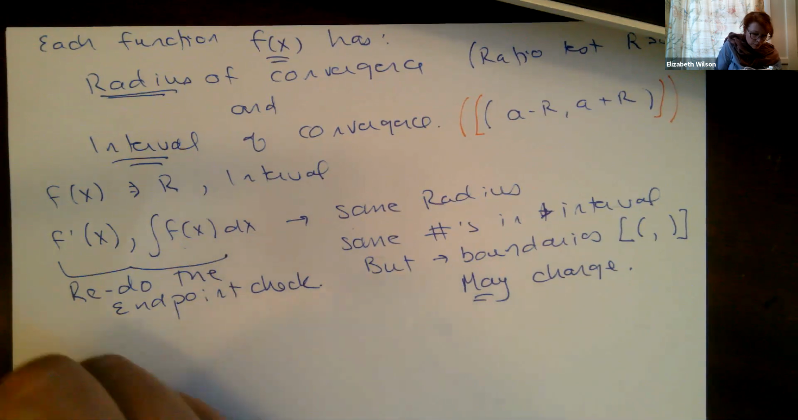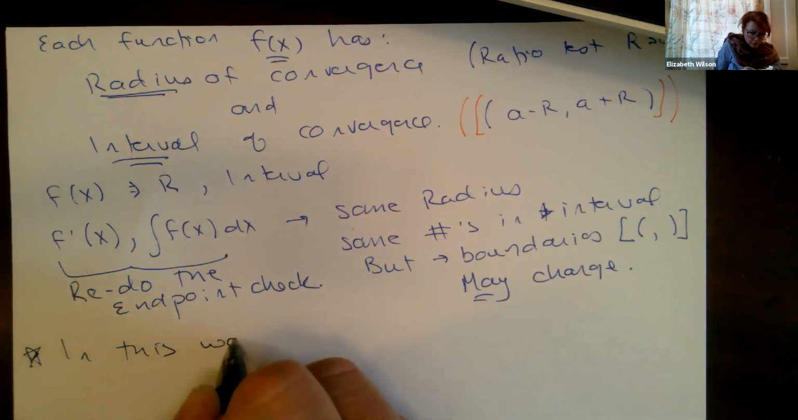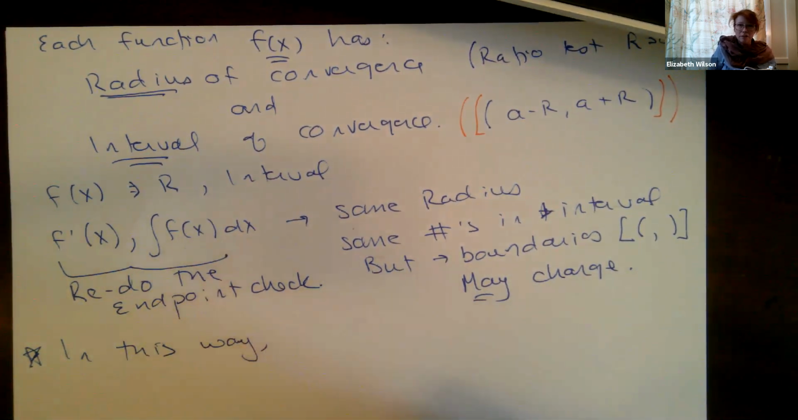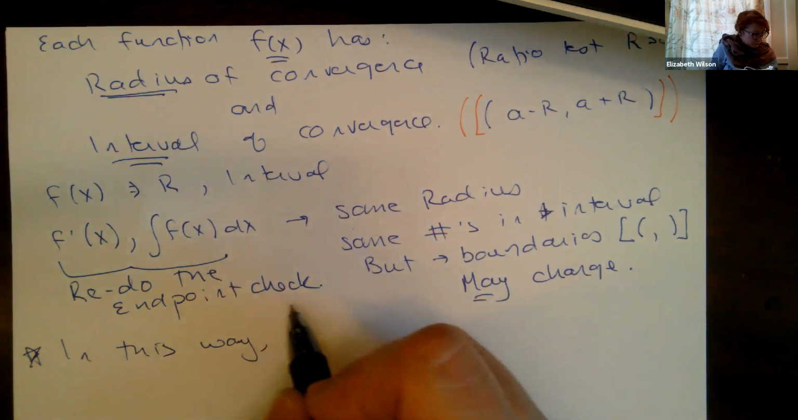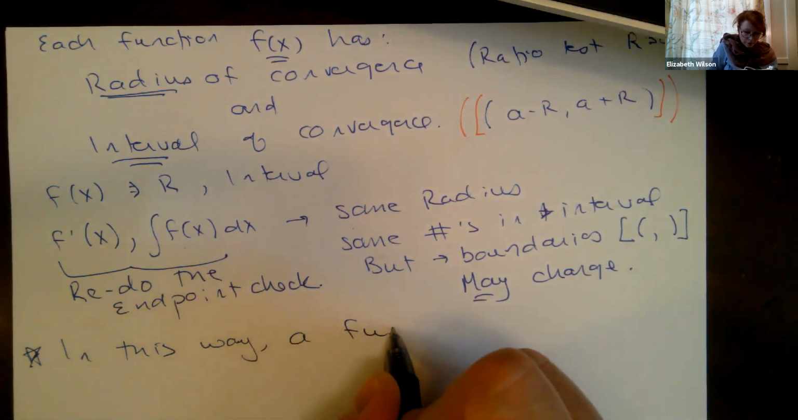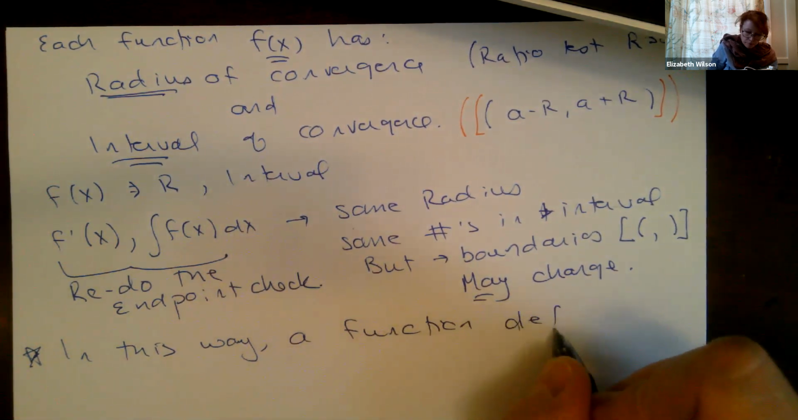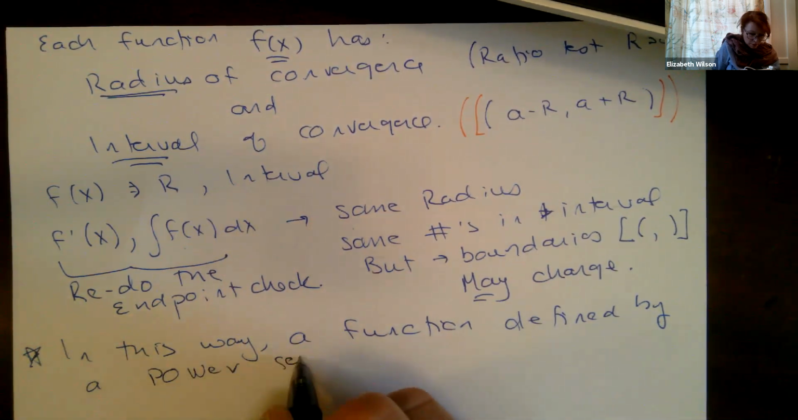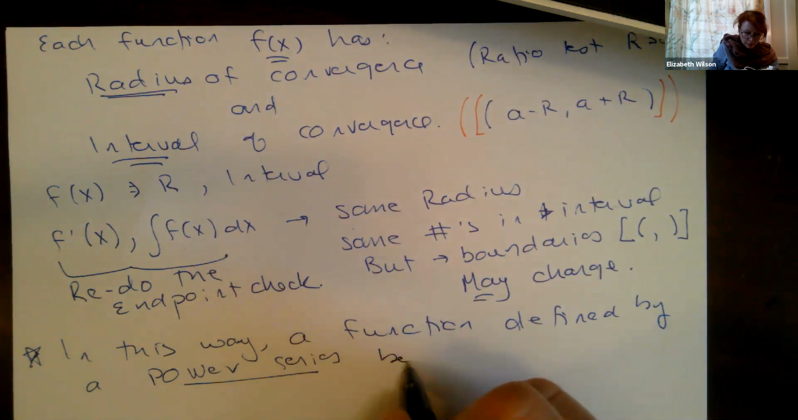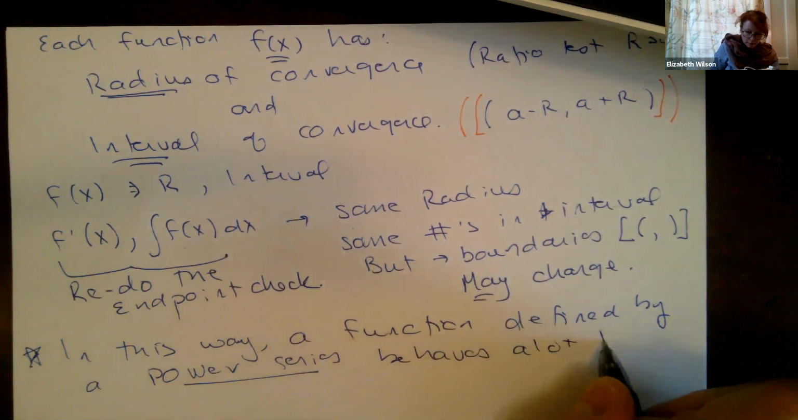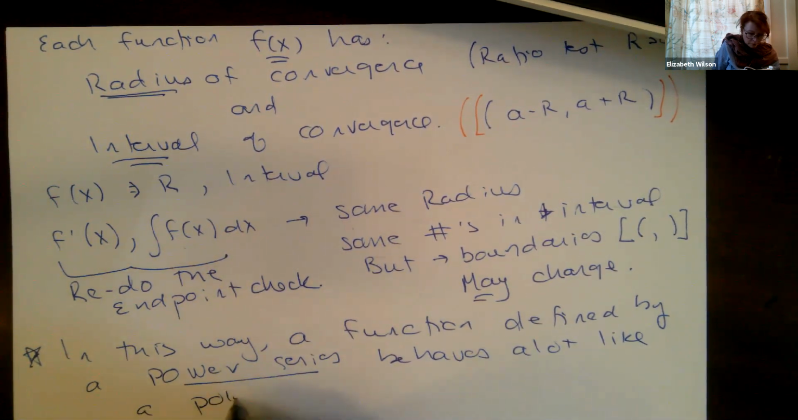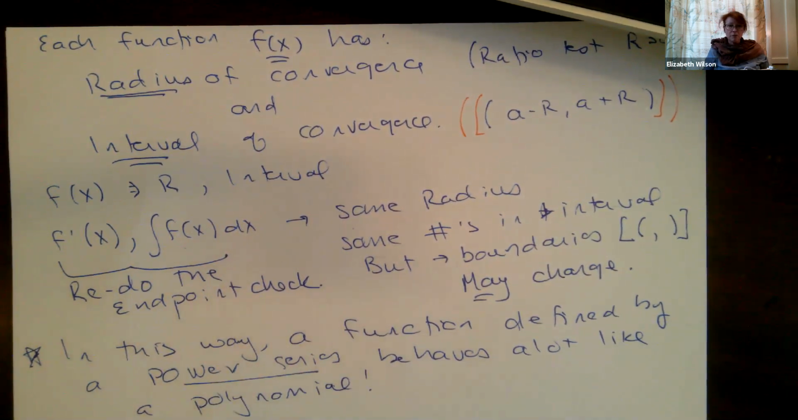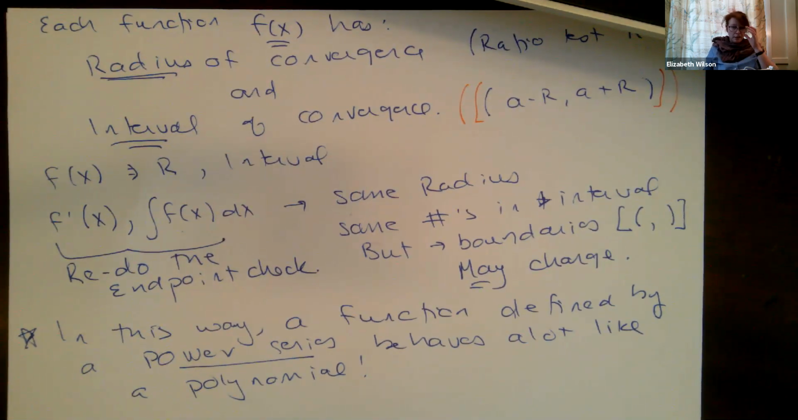All right, so let's just put a little star before we jump into examples. We'll say, in this way, our power series behaves just like a polynomial. A function defined by a power series behaves a lot like a polynomial. And polynomials are great because I can do the power rule on them, right? It's easy to do math operations on polynomials.